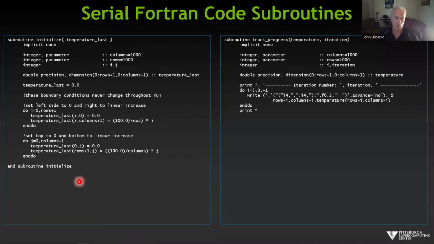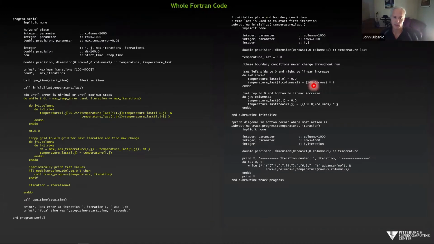Here are our helper subroutines once again. Here's where we initialize the plate, and here's where we track our progress. Here's what the entire code looks like all together. Again, not a lot of code, so take a second to review all the code before you dive into it and start trying to parallelize it, because your goal here is going to be to parallelize this.